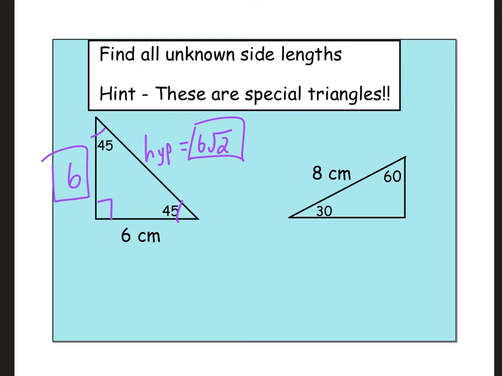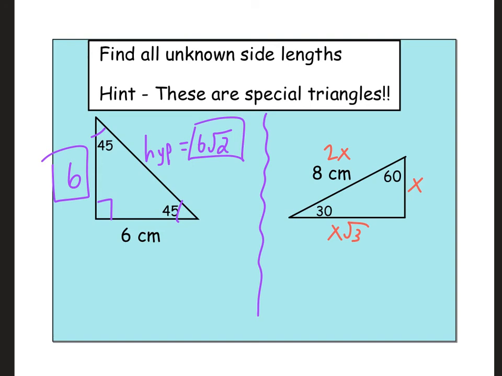Okay, the other special triangle, the 30, 60, 90, it might be helpful to just label the side lengths again. Remember, the short side is always x. The hypotenuse is 2x. And the middle is x root 3. Okay, so just by studying those patterns, you'll kind of remember this. And now we should be able to find the unknown lengths.